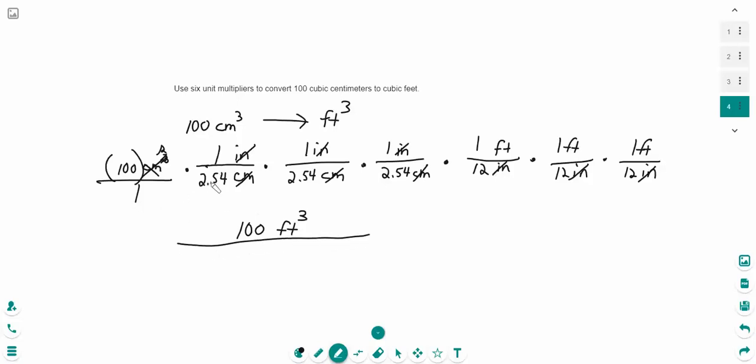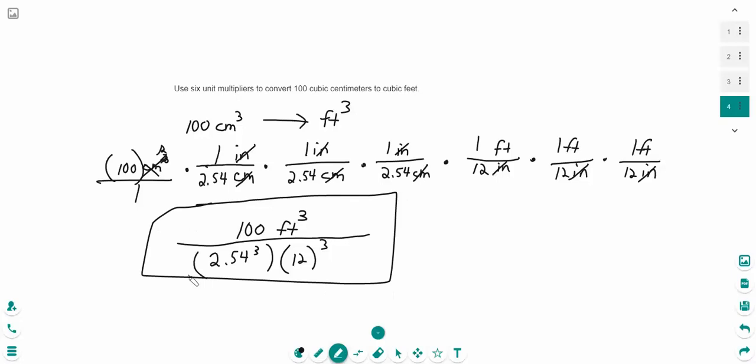All of that over 1 times 2.54, I'll put it in parentheses, being raised to the 3rd power. And then that's being multiplied by 12 raised to the 3rd power, because again, there are 3 of them. So we're going to write it like this. All right. And that would be not the most simplified form of the answer, but certainly a correct answer. And that's where I would leave it.